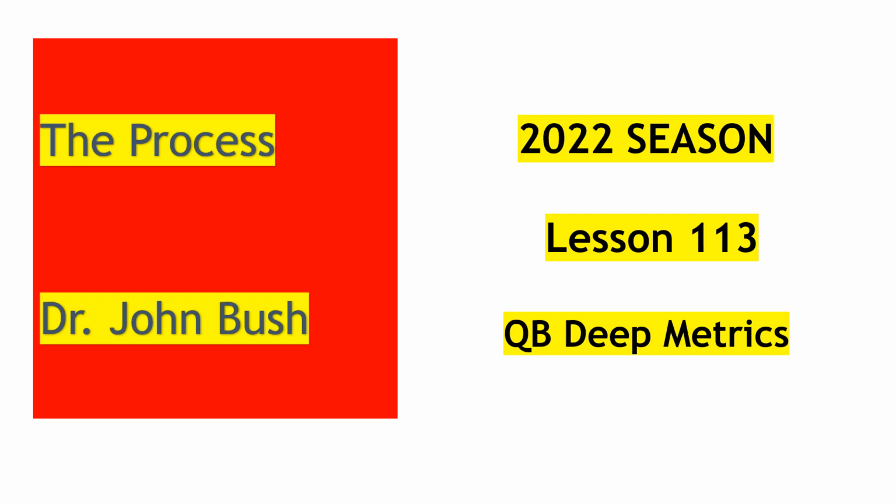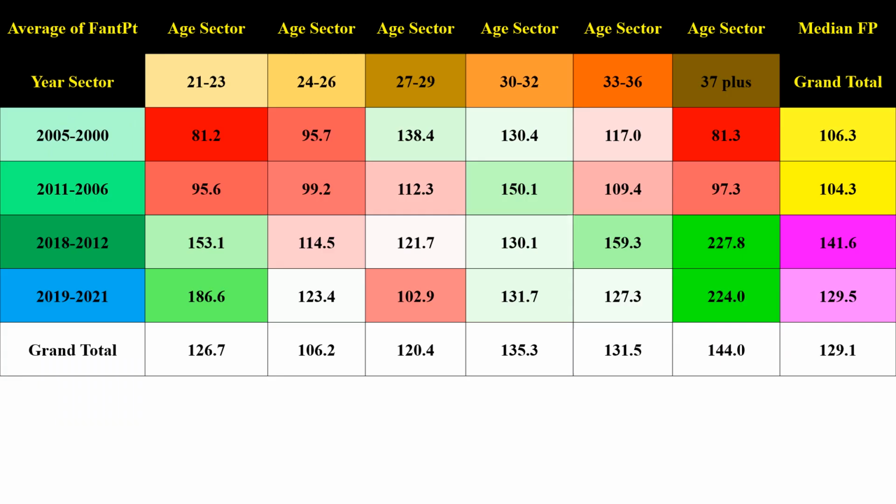I update this every year. I like to follow those big landscape trends. So let's jump on here and see what we're doing next. What we have here is a chart of the average fantasy points of all quarterbacks compared to age sectors, and then I give year sectors. So you can follow the year block and the age block for the quarterbacks.